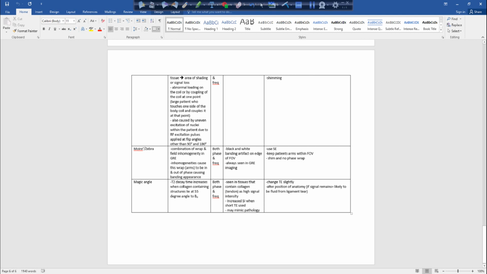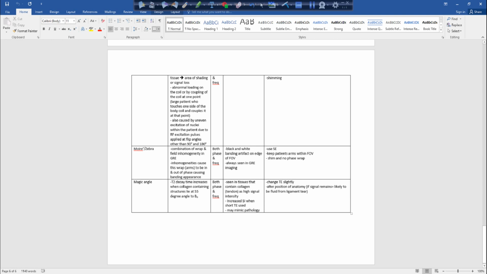And it's so random because this T2 decay time increases when collagen-containing structures lie at 55 degrees to the static magnetic field. So you just have to have bad luck when you are positioning that patient that randomly that collagen-containing structure happens to be perfectly at 55 degrees to the static magnetic field. It's the same in both the phase and frequency direction.